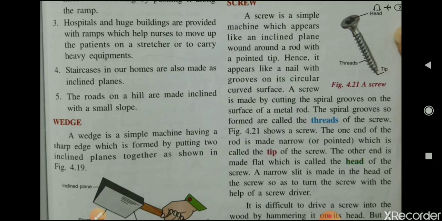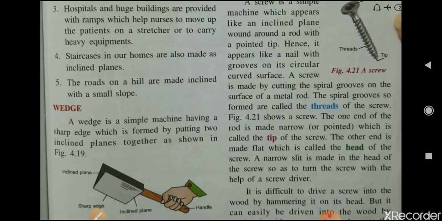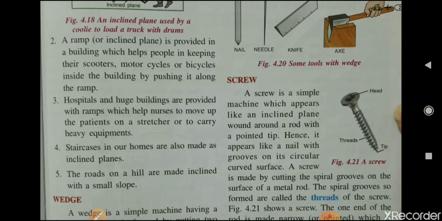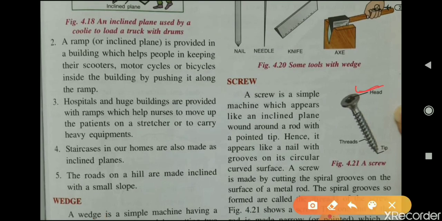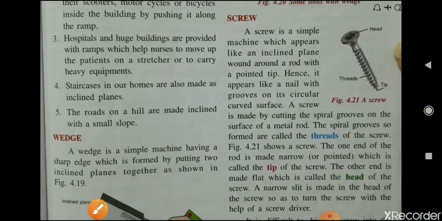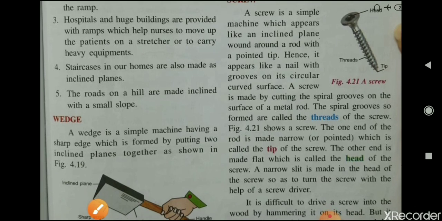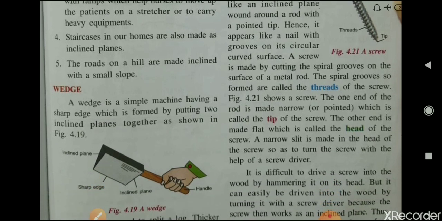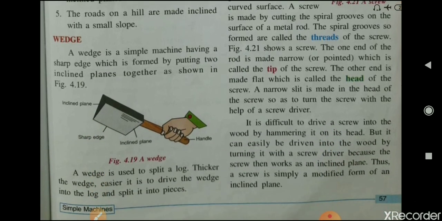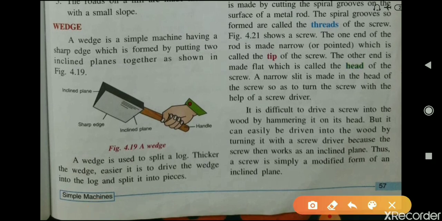A narrow slit is made in the head of the screw so as to turn the screw with the help of a screwdriver. You can see here this is the head of the screw. Here a slit is there with the help of which we can turn the screw with the help of a screwdriver.